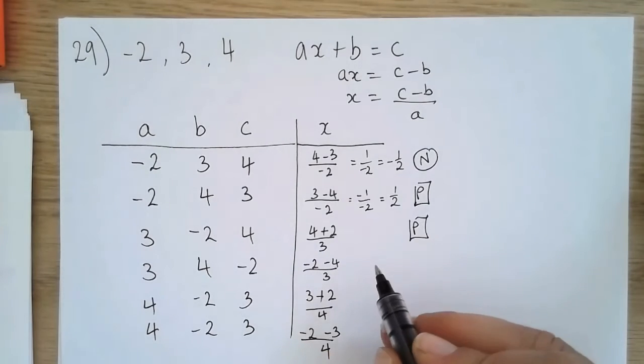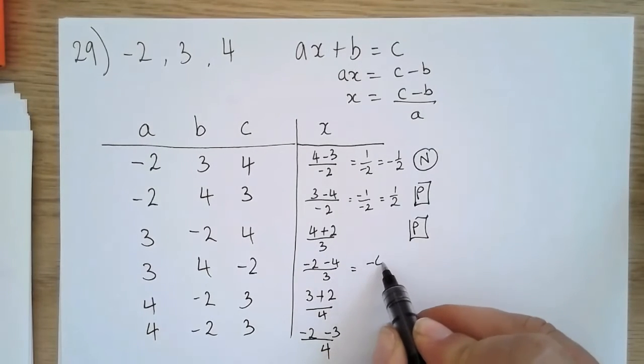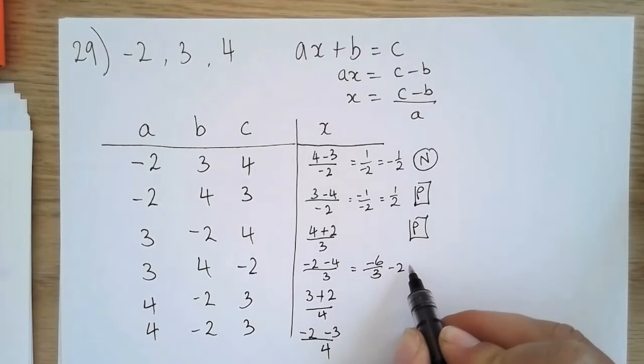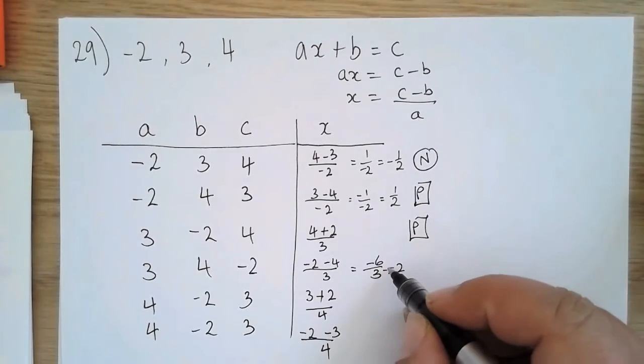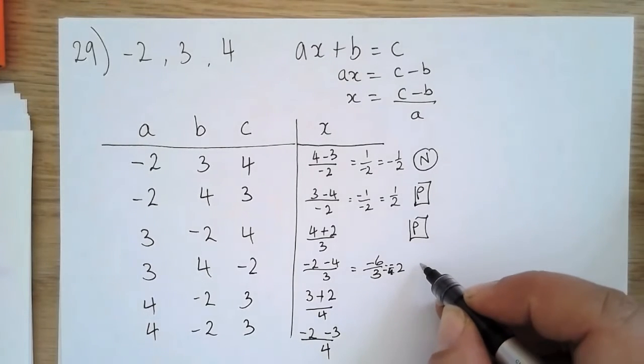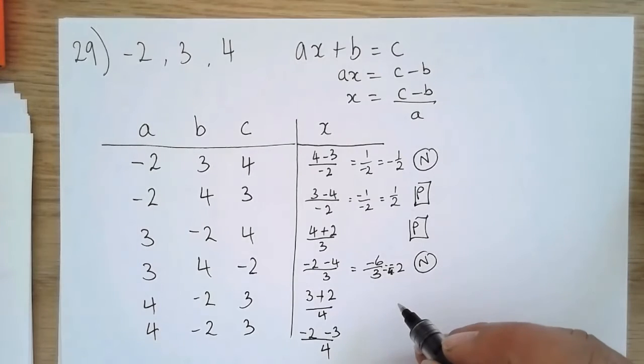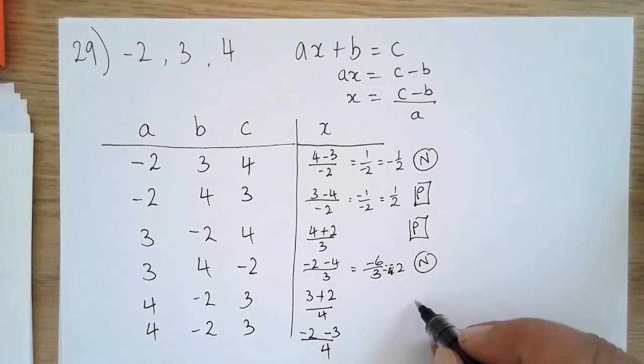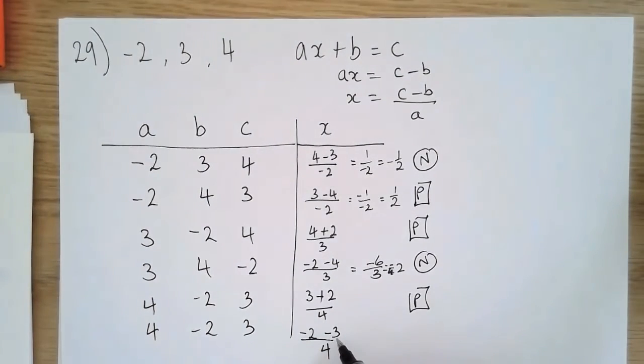-2 subtract -4, -6 divided by 3, -2. Other way around. -2, so therefore this is going to be negative. All positives are going to be positive. -2 subtract -3 is indeed -5. So therefore we're looking at a negative number.